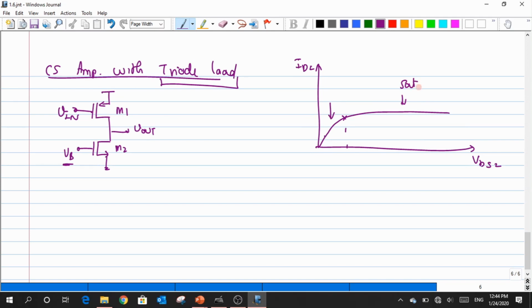So what am I supposed to do? I have to work with my VDS. I somehow have to make my VDS2 less than VOV2. This value is the point that separates the linear from the saturation regime, and the point that separates is nothing but the VOV of the second transistor, VOV2. Now I have to ensure that the VDS2 is smaller than this particular value. So now how will I do that?